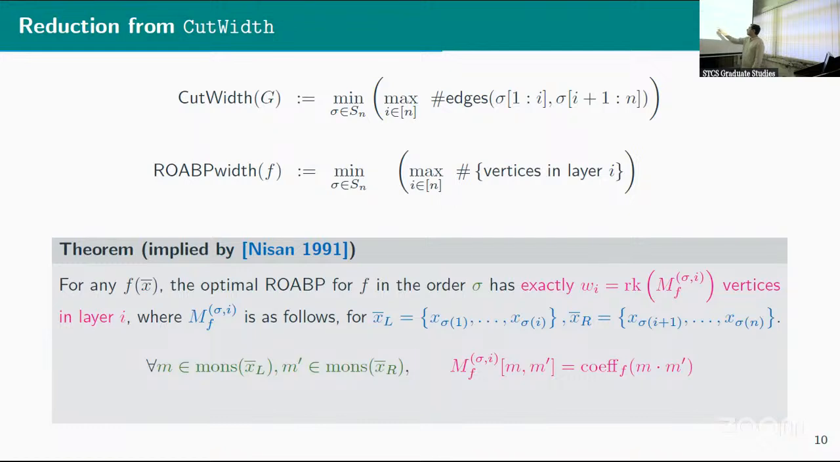And you're asking how much do I need to remember? So what are the entries? The entry at (m, m prime) is the coefficient of m times m prime in your final polynomial. To draw a parallel with communication matrices, there you had evaluations: settings to the left variables, settings to the right variables, and the value of f at the combined point. But here it is the coefficient matrix. The rank of this matrix, and in fact the ranks of these n minus 1 matrices for all the n minus 1 cuts, exactly tell you the widths.